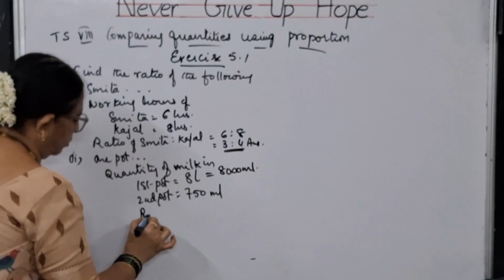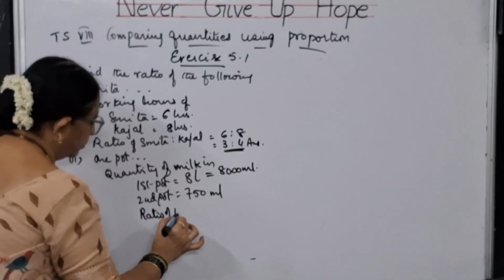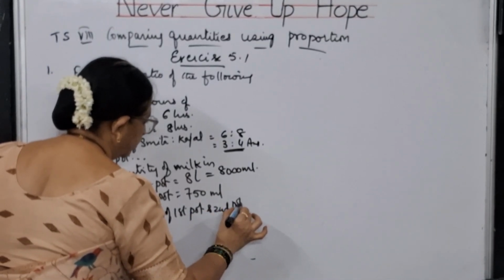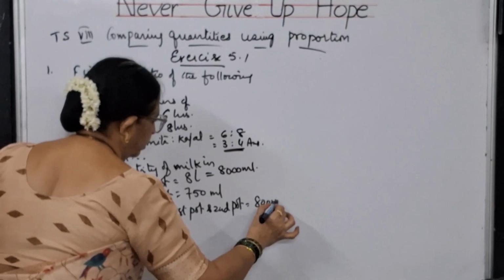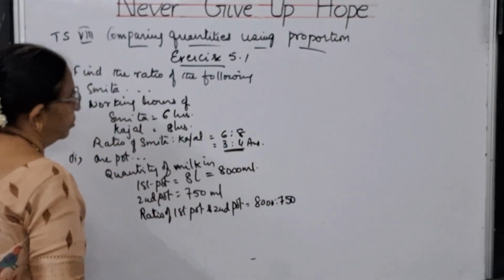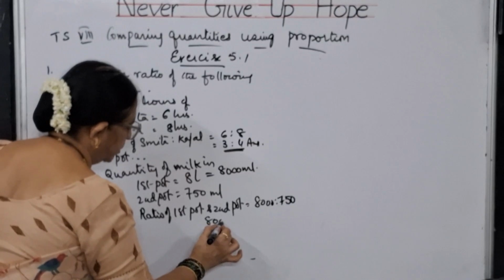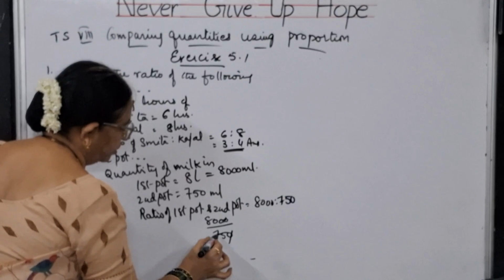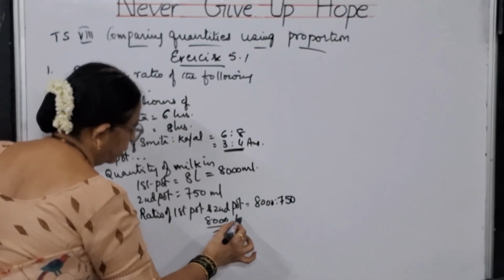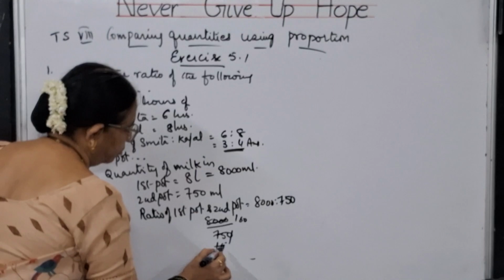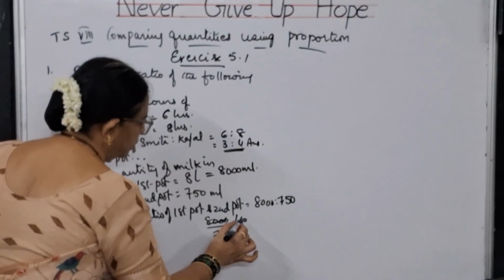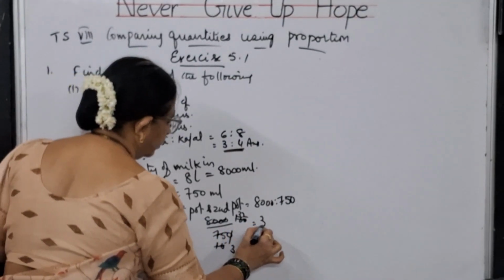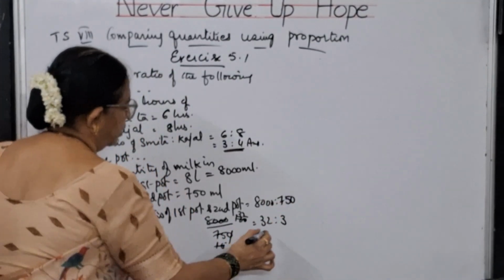After doing this, you can find out ratio of first pot and second pot is equal to 8000 is to 750. So you can divide them. 8000 by 750, 0 will get cancelled. 5 ones are, 5 fives are, 5 ones are, 5 sixes are 30, and 5 threes are 15, 5 twos are 10. So 32 is to 3 is the answer.